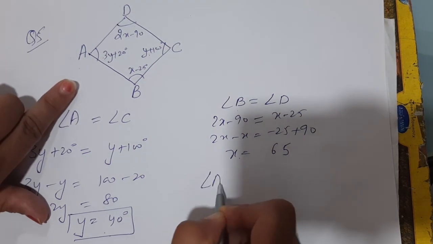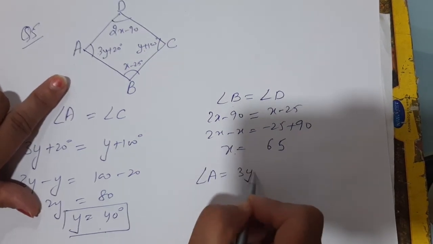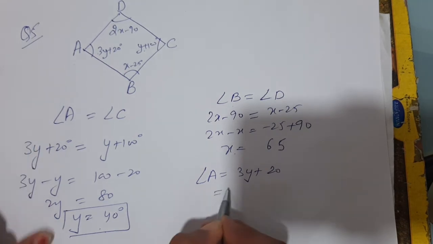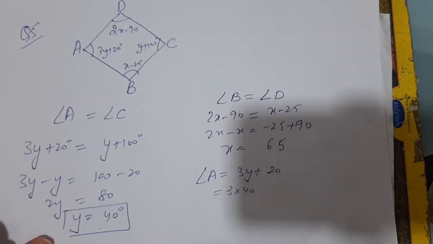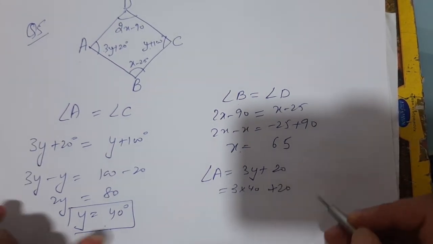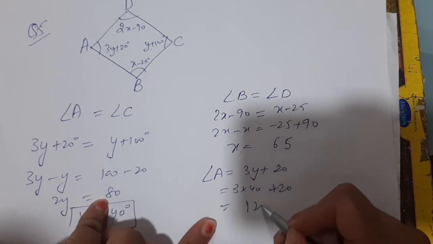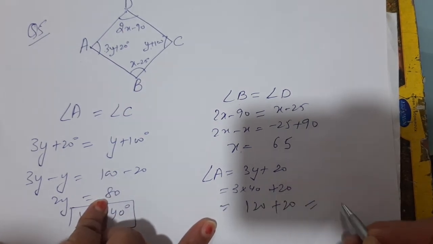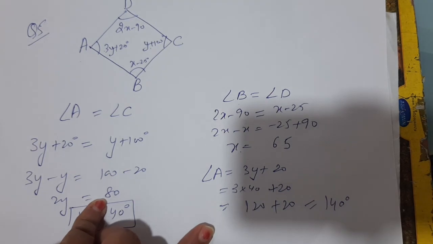Like for example, A. What is your A? That was 3y plus 20. So, that becomes 3 into 40 plus 20. Now, 3 into 40 is 120. 120 plus 20 is equal to 140 degree.